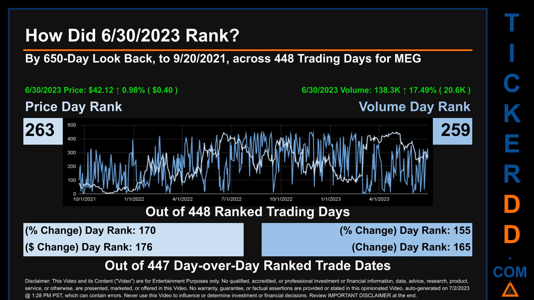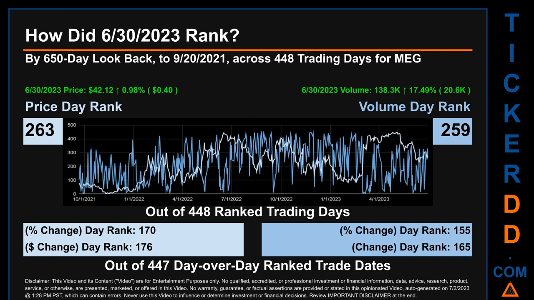How did June 30, 2023 rank for MEG? By 650 calendar day look back to September 20, 2021. Across 448 trading days, of which June 30, 2023 price ranked 263 while its volume ranked 259. Each of the 448 trading days were ranked amongst themselves by highest end-of-day price and volume, with a rank of 1 being the highest and 448 being the lowest ranked day.